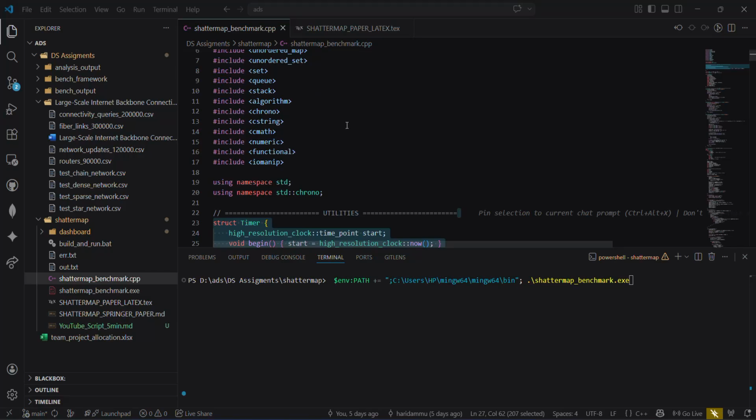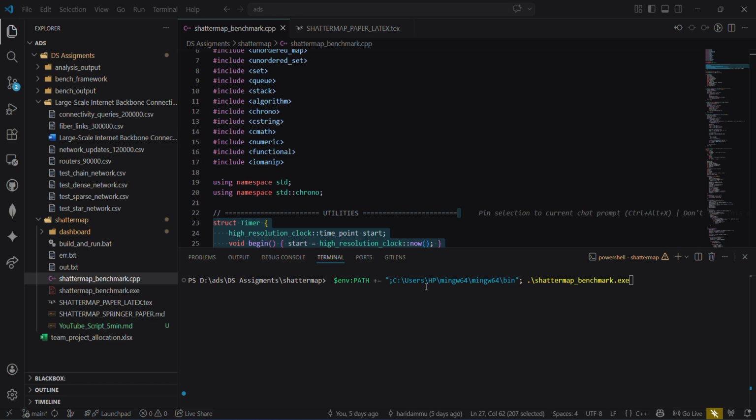So now my topic is Shutter Map, a revolutionary internet backbone monitoring system. Let's imagine what happens when a single fiber optic cable breaks at an internet backbone. How do massive networks figure out in milliseconds whether you are still connected today? We are exploring Shutter Map, a game-changing data structure that is redefining how the internet monitors itself in real time.